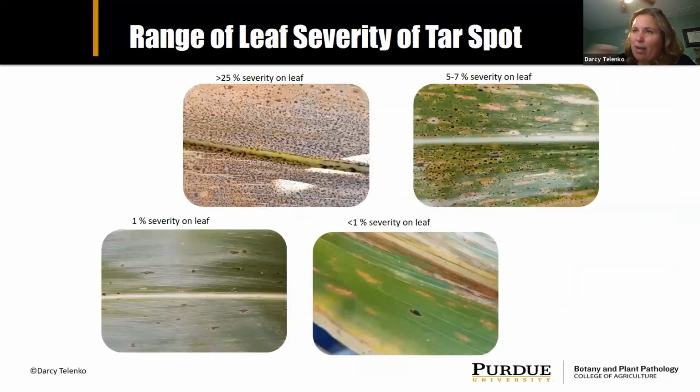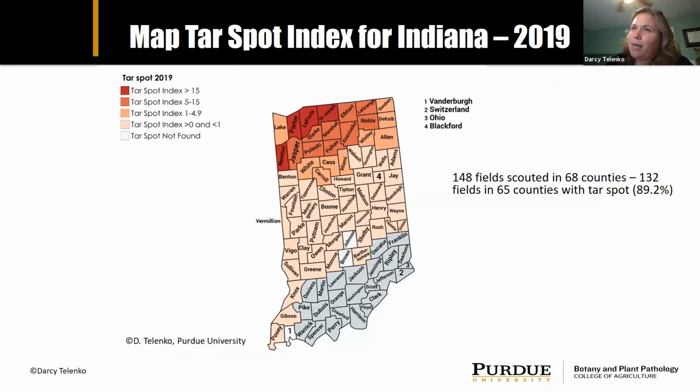And so we began scouting in Indiana. I wanted to not only find it, but determine how severe it was. So I did a severity survey across the state when we did our scouting in 2019, just to get an index of where the risk is. And so this map shows where our greatest risk is.